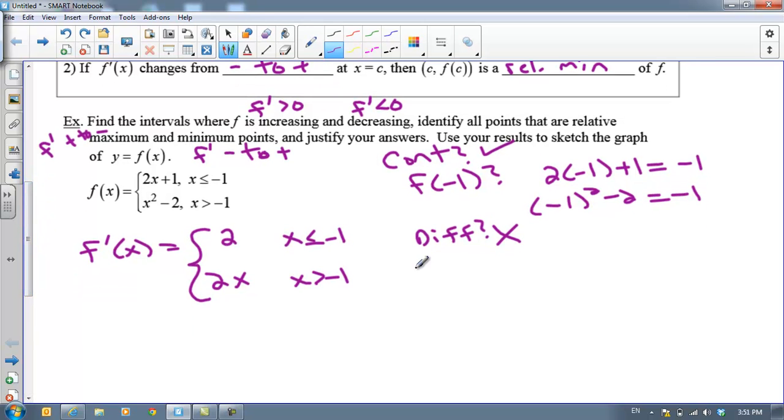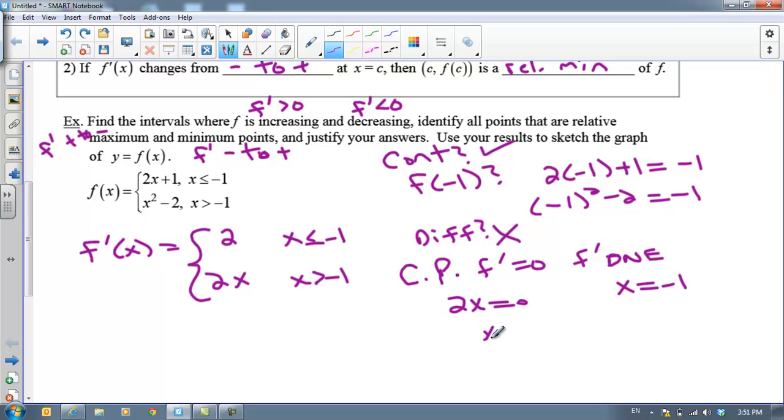So let's take a look at our critical numbers, or our critical points. That's where f prime is 0, or where f prime does not exist. DNE. So where does f prime not exist? Well, I just figured that out. At -1 it's not differentiable because I've got different slopes from the left and from the right. So f prime does not exist at -1. Are there any places where f prime is 0? Well, 2 is never equal to 0. However, 2x equals 0 whenever x equals 0. So I've got two critical points to check.